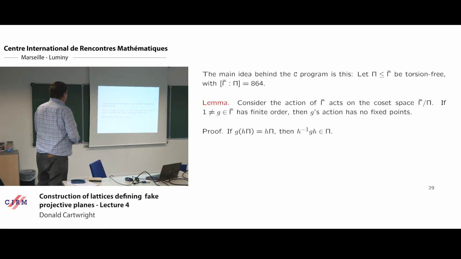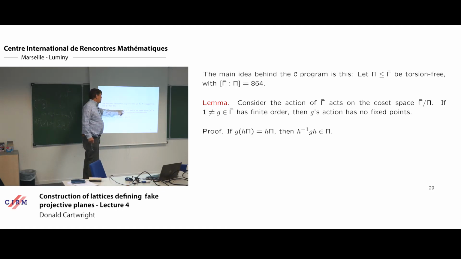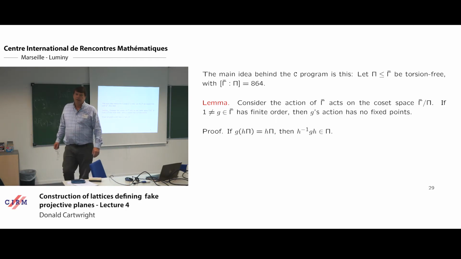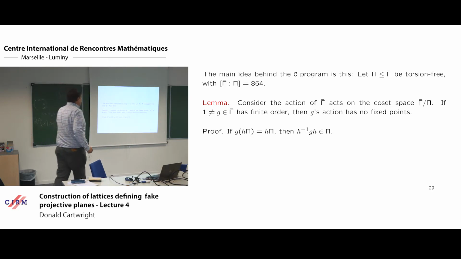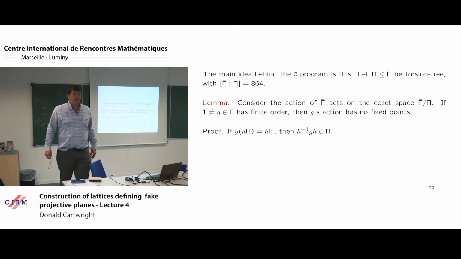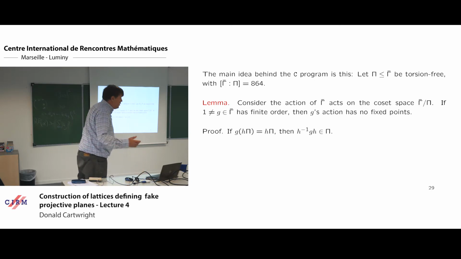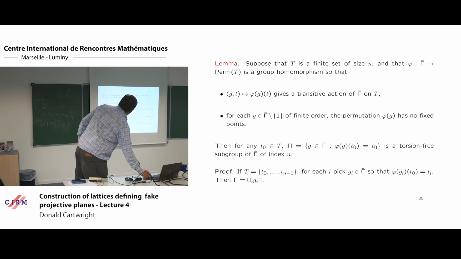The idea behind the C program is the following very simple idea: if you do have a torsion-free subgroup, the group acts on the coset space, and any element of finite order has no fixed points. It's sort of obvious. If this happens, then you would have an element of finite order in pi. That simple idea, which is certainly implicit in Prasad's paper, is used.